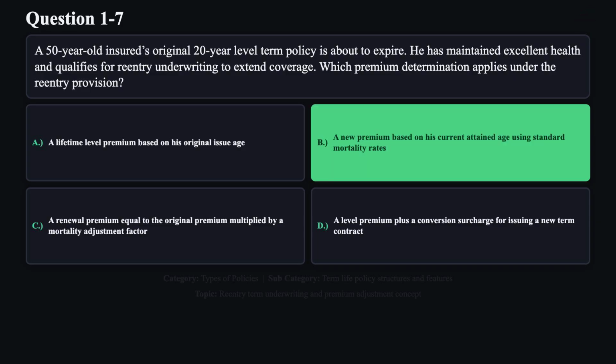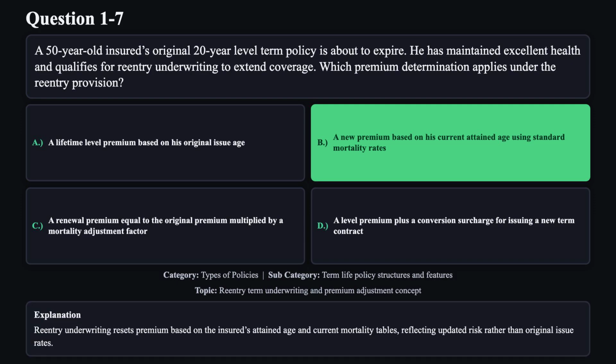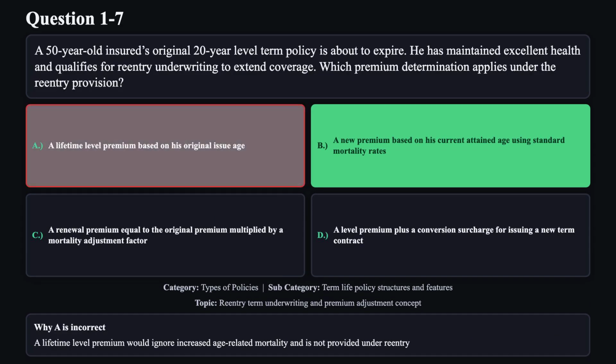The correct answer is B. Re-entry underwriting resets premium based on the insured's attained age and current mortality tables, reflecting updated risk rather than original issue rates. Reason A is not correct. A lifetime level premium would ignore increased age-related mortality and is not provided under re-entry.